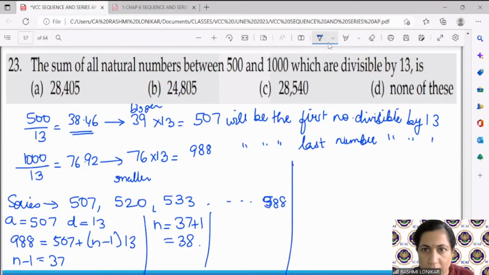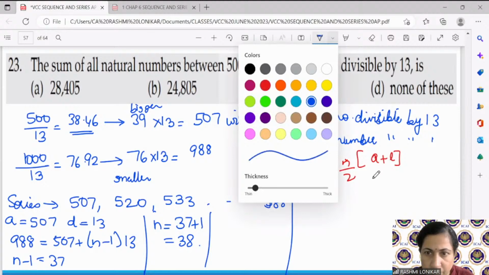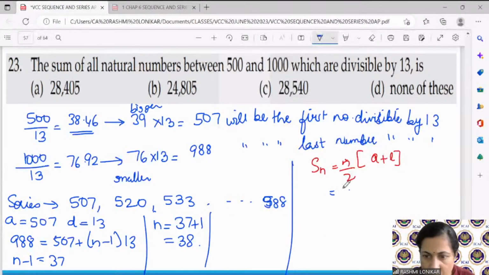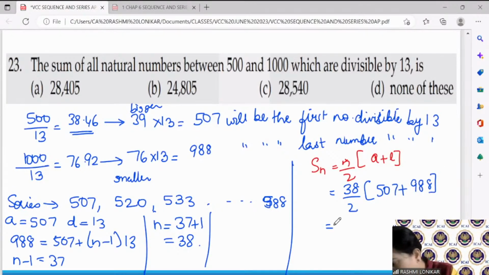What is the formula for Sn? Sn is equal to n upon 2 times (A plus L), which is equal to 38 upon 2. A value is 507, L value is 988. So let us see how much this is. 507 plus 988 is 1495, into 38 divided by 2, which is 28405.